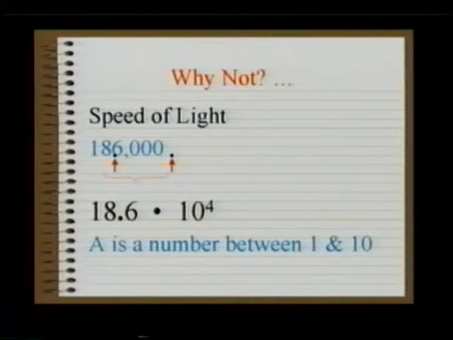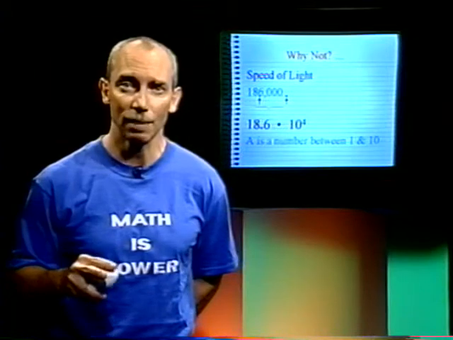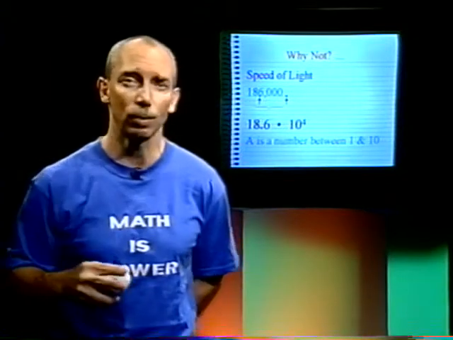So you're going to have to put it so that there's only one place. That way we'll all be writing our scientific numbers the exact same way. You might call that a convention. We're all going to write things the same way. So remember, that number has to be between 1 and 10.